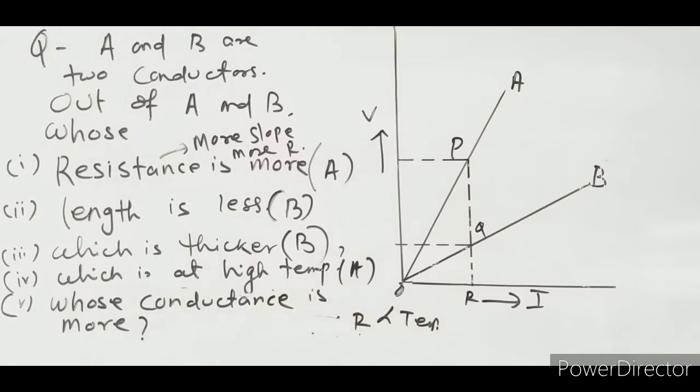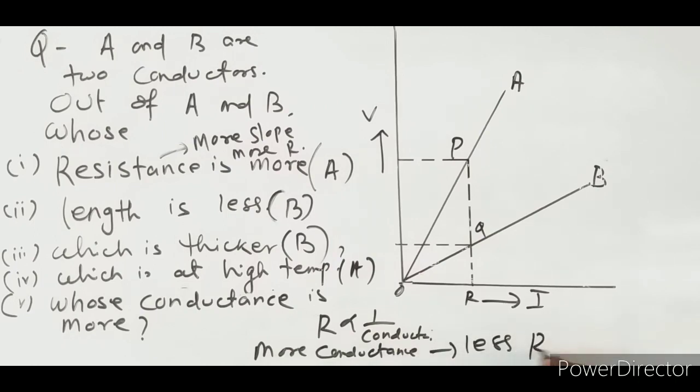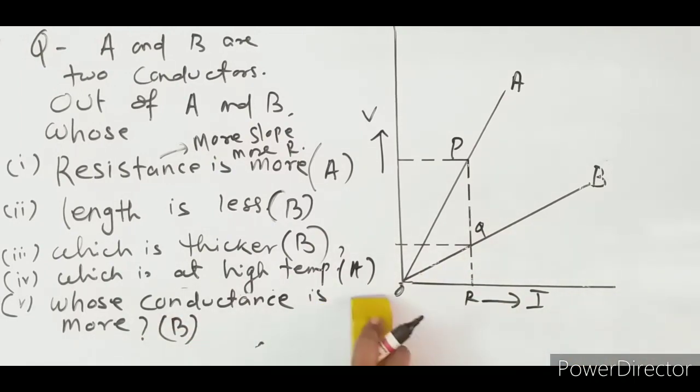Conductance is inversely proportional to resistance. So whose is it more? More conductance means less resistance. Whose resistance will be less? B's resistance will be less. Okay, so check your answers. Out of 5, how much did you get? Clear? So this is all about this.